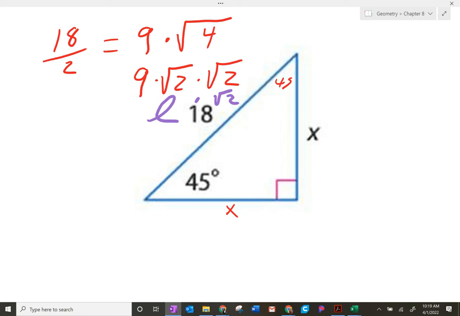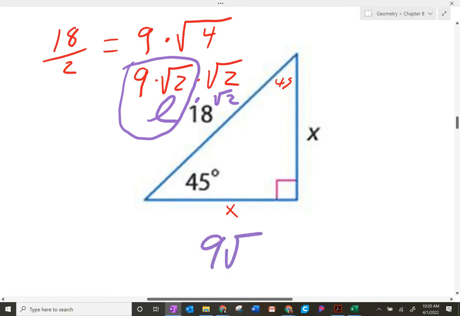I'll cover it up and you guys can tell me again. What's left over for my length of L? The only thing that's not covered up. 18. Nine radical 9 radical 2. Oh, so the only thing that's left over here for the L is going to be 9 radical 2. So I got 9 radical 2 there. My value for x right there is going to be 9 radical 2.